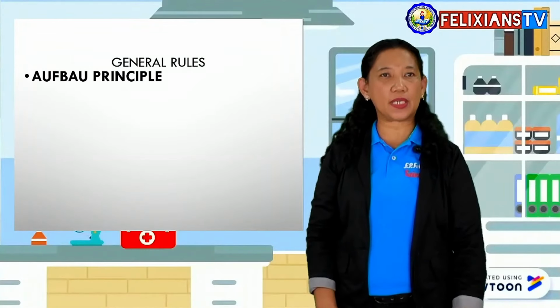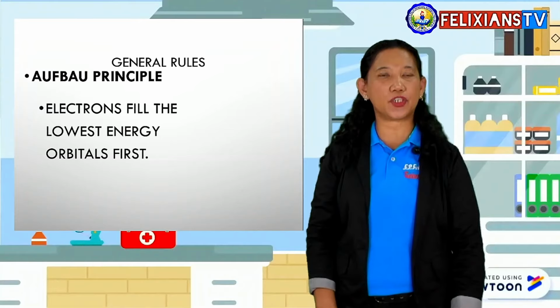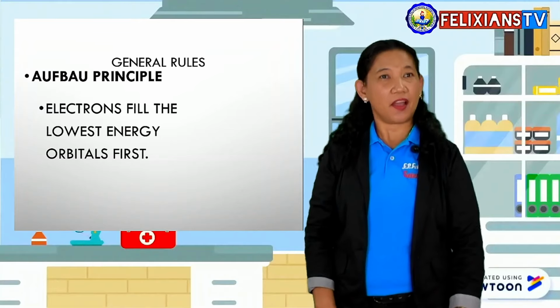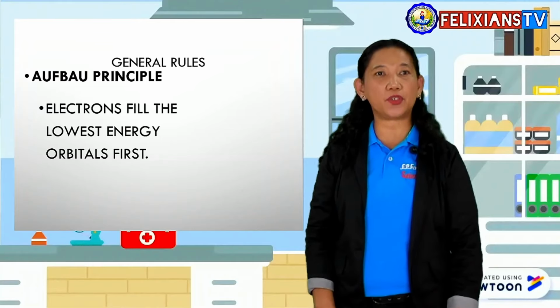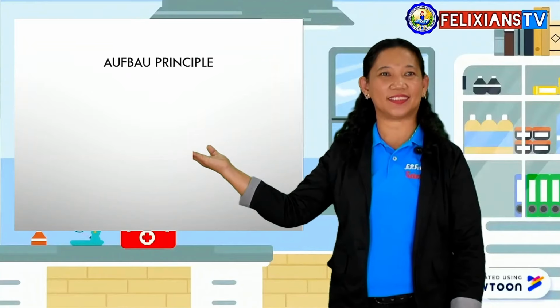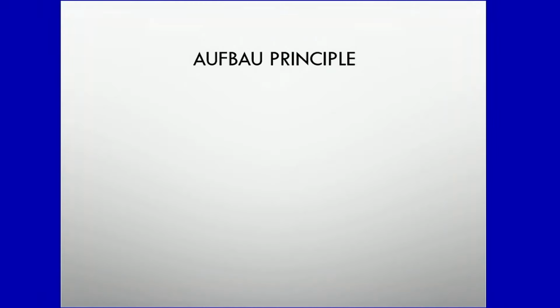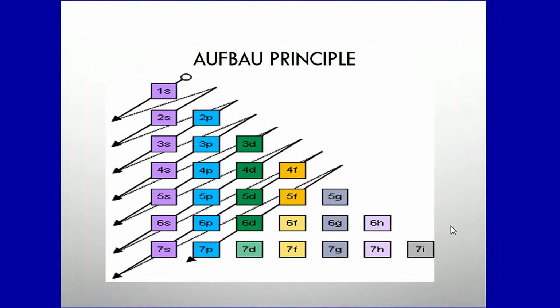The Aufbau principle: electrons fill the lowest energy orbitals first. This can be explained by the use of our mnemonic device. You can see that the mnemonic starts with 1s, then 2s, 2p, 3s, 3p, 4s, 3d, and so on.